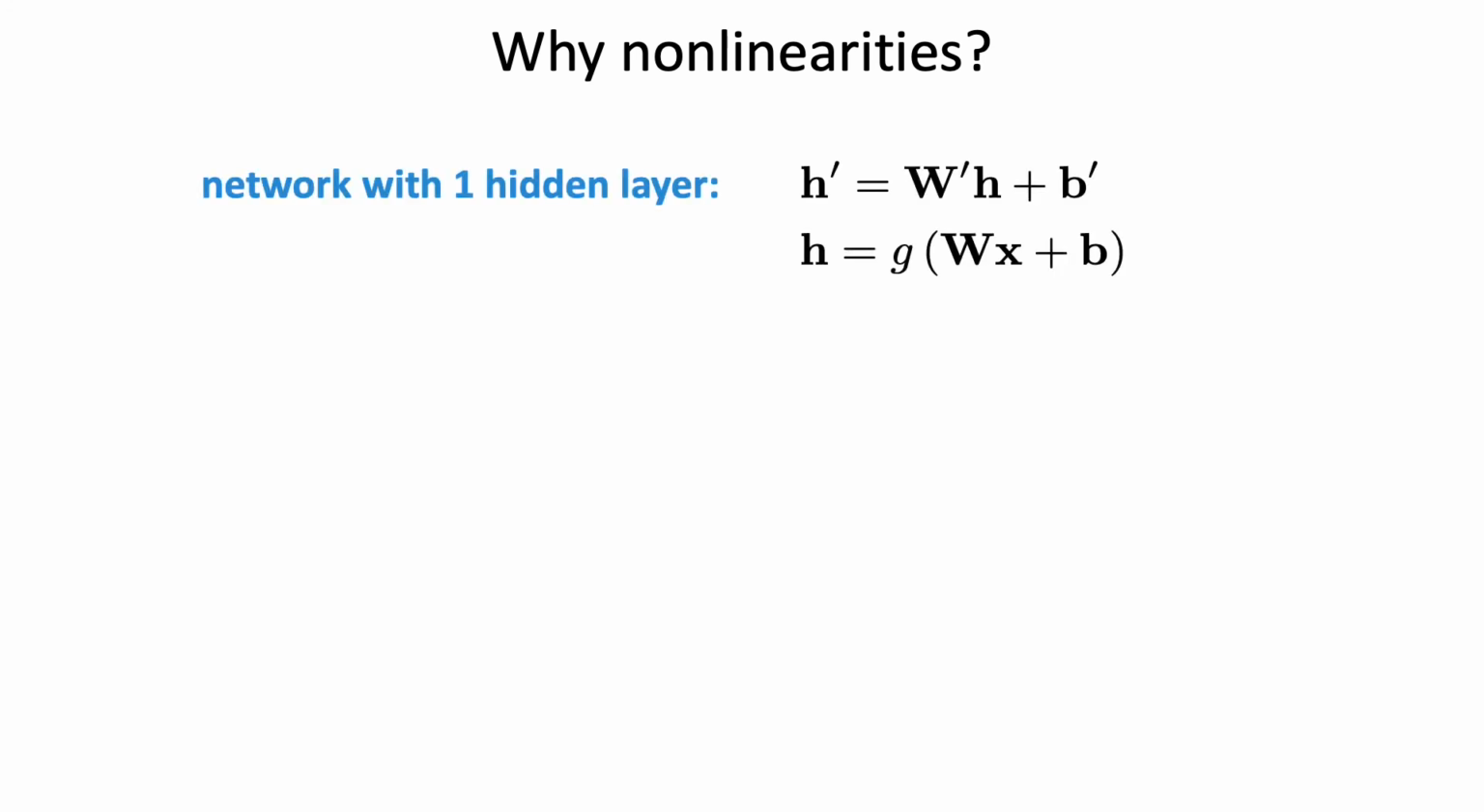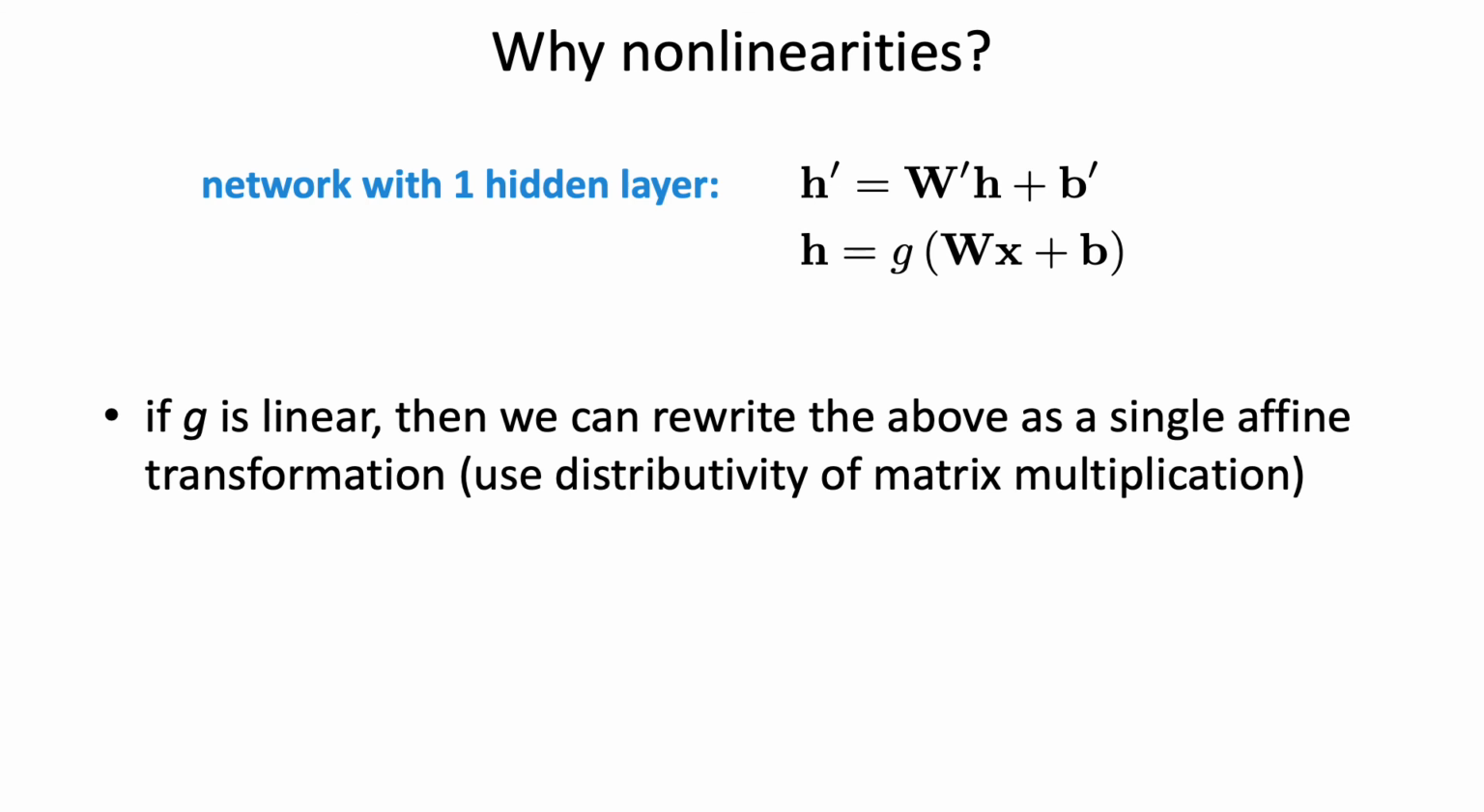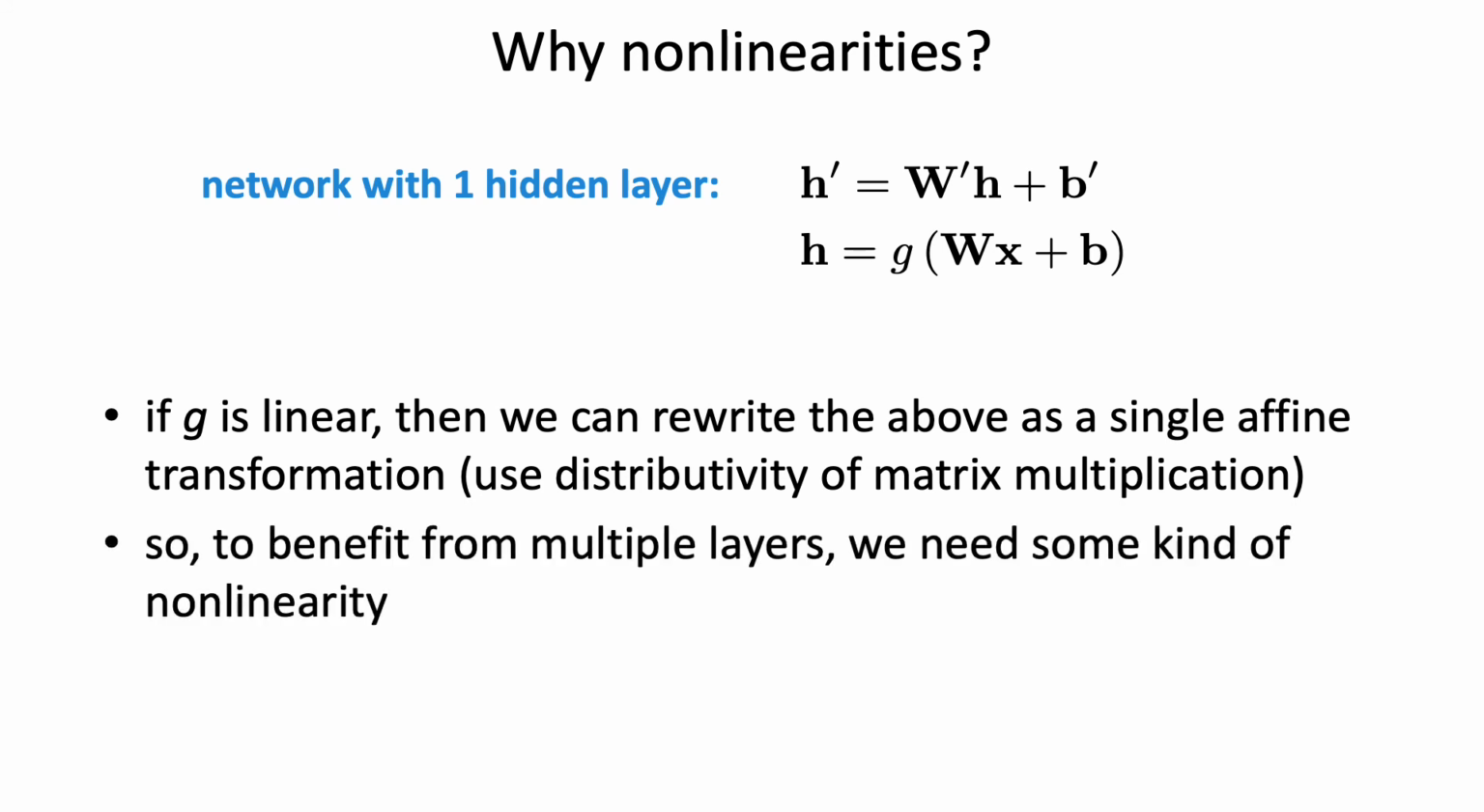Why do we use a nonlinear function for g? Well, consider this network with one hidden layer. If g is a linear function, then we can rewrite this as a single affine transformation, which is left as an exercise for the viewer. So, to benefit from multiple layers, we need some kind of nonlinearity.